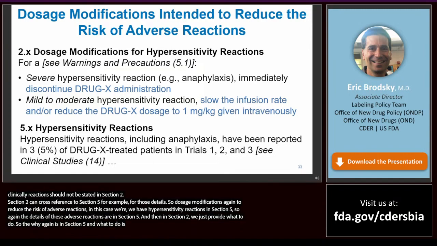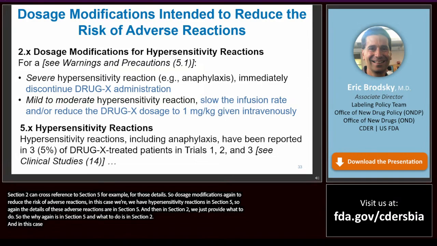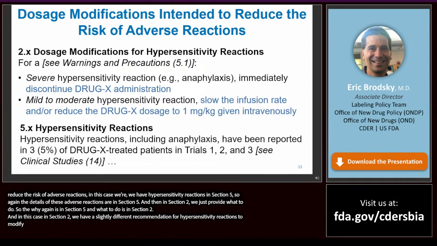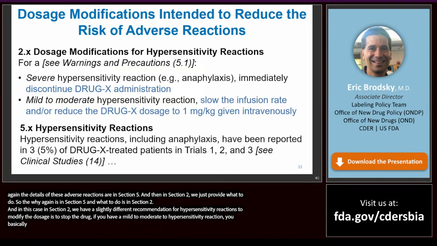And in this case, in Section 2, we have a slightly different recommendation. We have a different recommendation for severe hypersensitivity reactions to modify the dosage: you stop the drug. If you have a mild to moderate hypersensitivity reaction, you basically reduce the dosage, which is slowing the infusion rate or reducing the dosage to this effect.